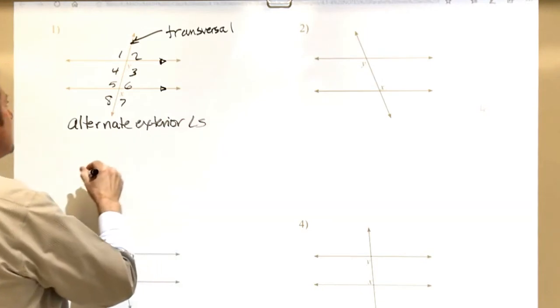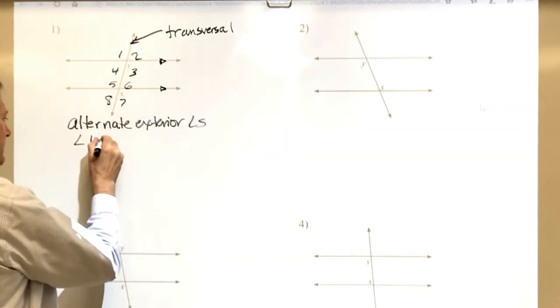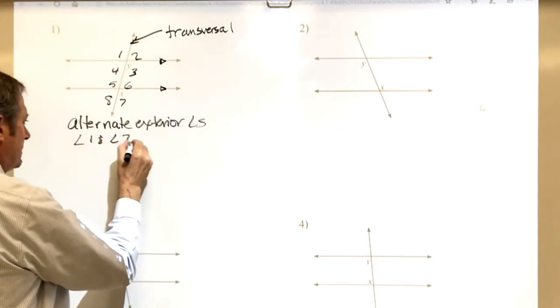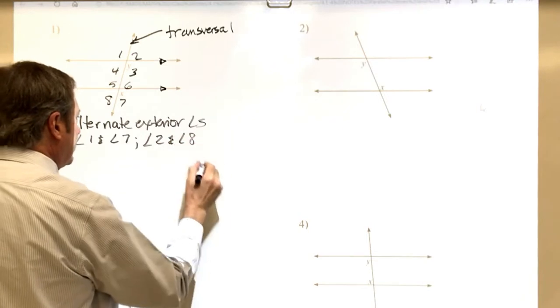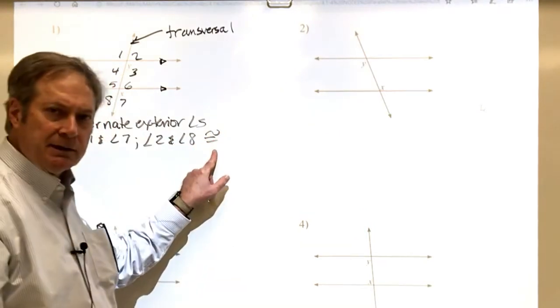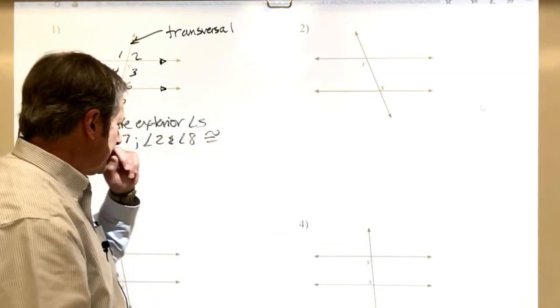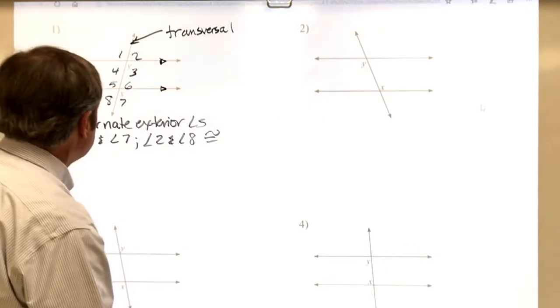Angles. So that would be angles 1 and 7, angles 2 and angles 8. And they are congruent. That's the symbol for congruent. It's an equal sign with a little curvy thing over it. And it means they are identical in measurement.